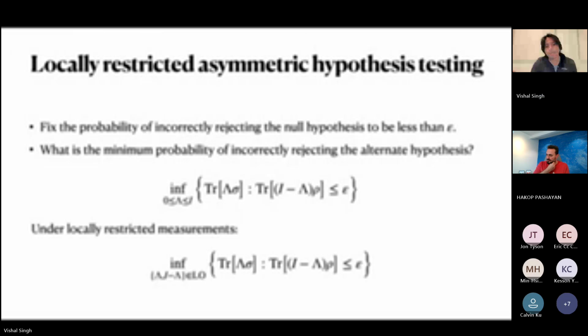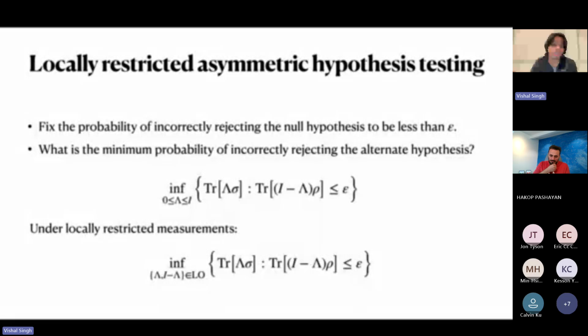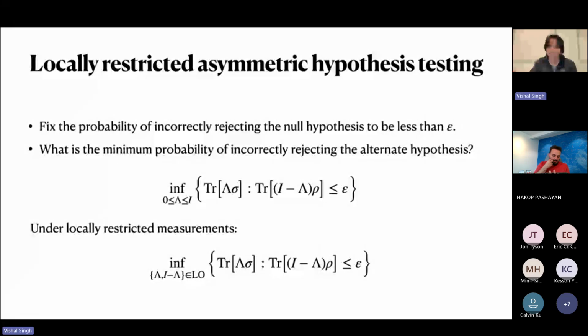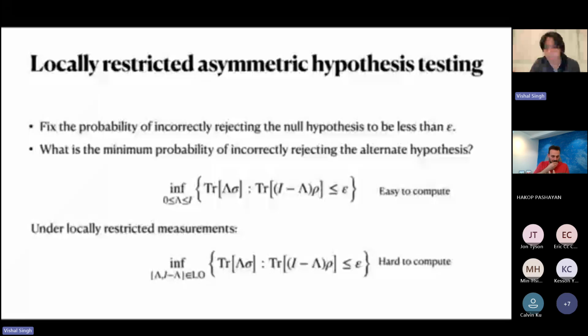And if you are restricted to local measurements, then you cannot apply any arbitrary lambda that you want. It has to be something that can be simulated by local operations only. So this would be the type 2 error in that case. The first thing is easy to compute because it's an SDP, but the second one is hard to compute because once again, the same underlying mathematical structure comes into play: the separability problem is NP hard.